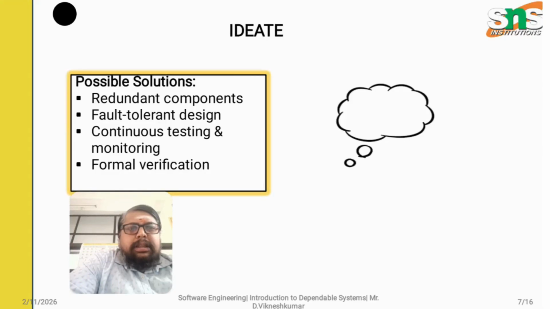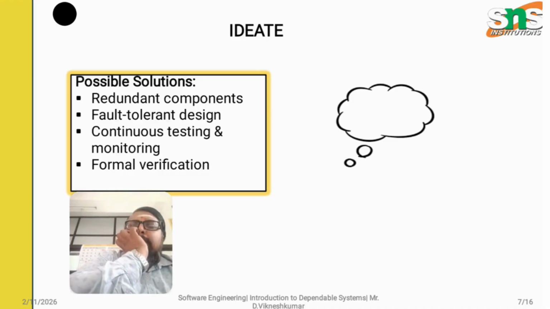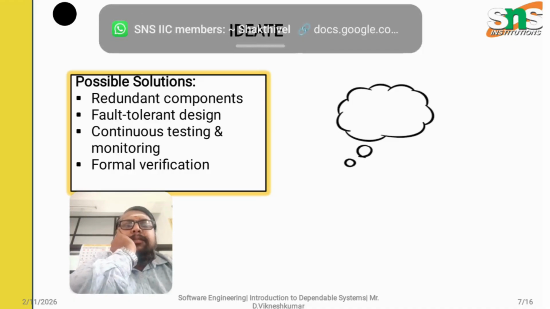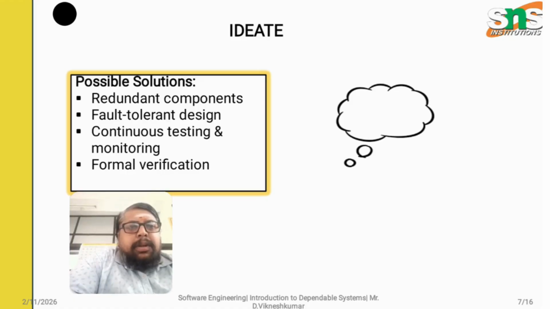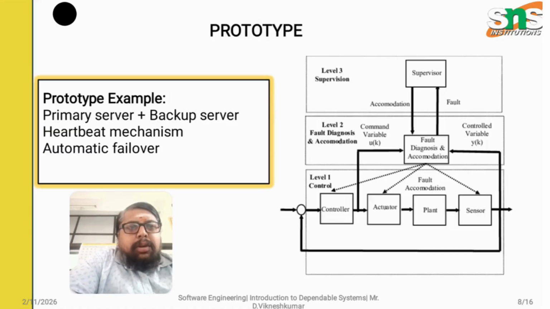This is a lecture series, and this is video number 2. In the previous video we saw the term IDEATE. IDEATE consists of redundant components, a fault tolerant design, a continuous testing and monitoring system, and a formal verification system. In this video we continue from IDEATE. Next we are going to start with the prototype.